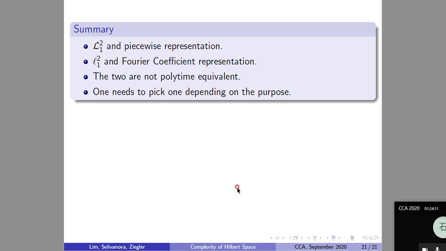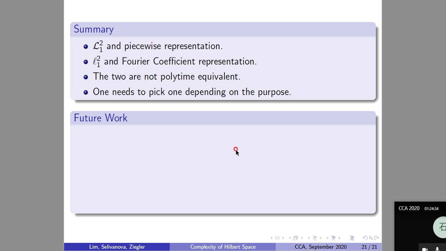So among these two non-polynomial-time-equivalent representations, the lesson is that we have to pick an appropriate representation depending on our purpose. The purpose will be which functionals or which operators we want to compute in polynomial time, and depending on the purpose we need to pick one. Also, as future work, this is a work in progress.